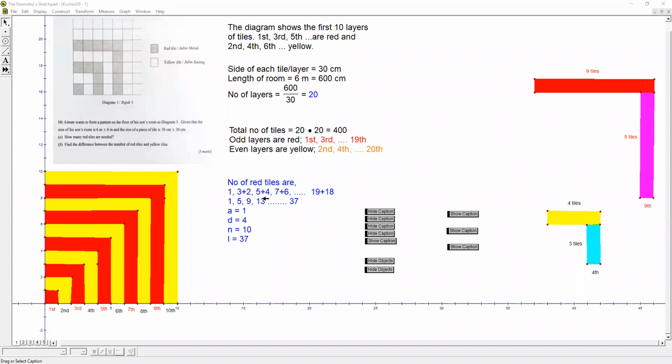So now I can start calculating the total number of red tiles. I can use the formula for arithmetic progression: n over 2 times (a plus l). Have you come across this formula in your maths? Because I know the last term, I don't have to use 2a plus (n minus 1)d. Just use this one. So I substitute all these numbers into the formula, and finally I get 190.